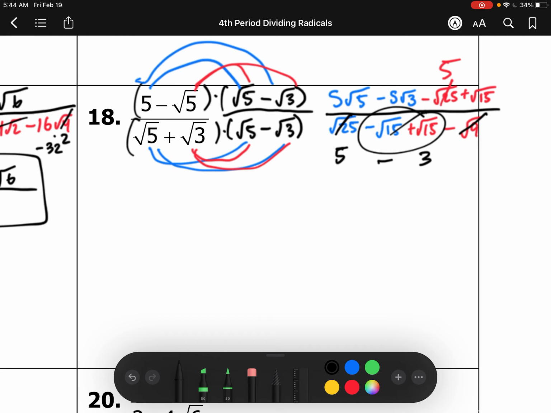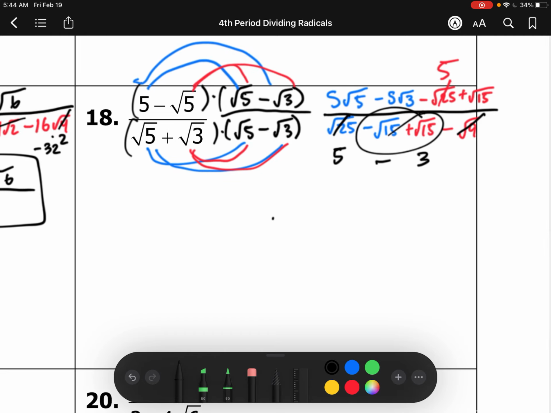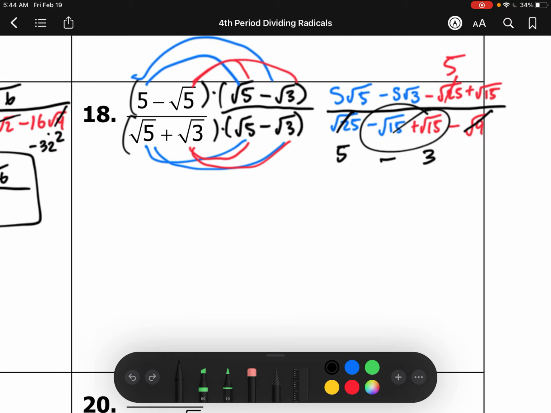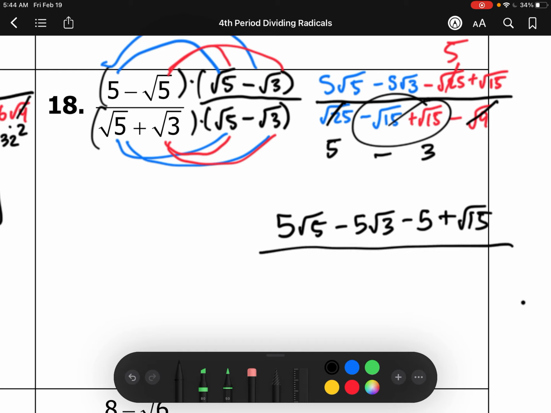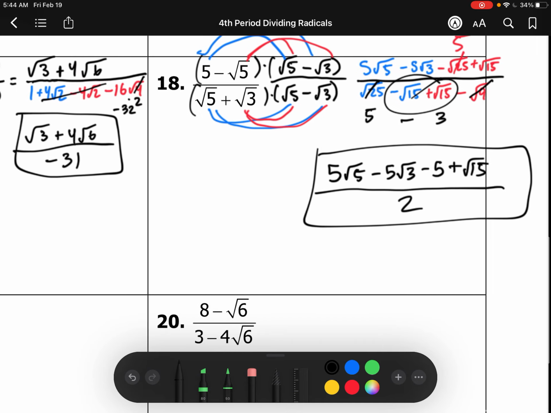So our final answer is going to be, you can write this in any order you want. It doesn't matter as long as you have the correct signs, but I'm going to write it in the order that I got it, my numerator. So I have 5 times the square root of 5 minus 5 times the square root of 3 minus 5 plus square root of 15, divided by 5 minus 3, which is 2, right? So this is your final answer. It's really long.